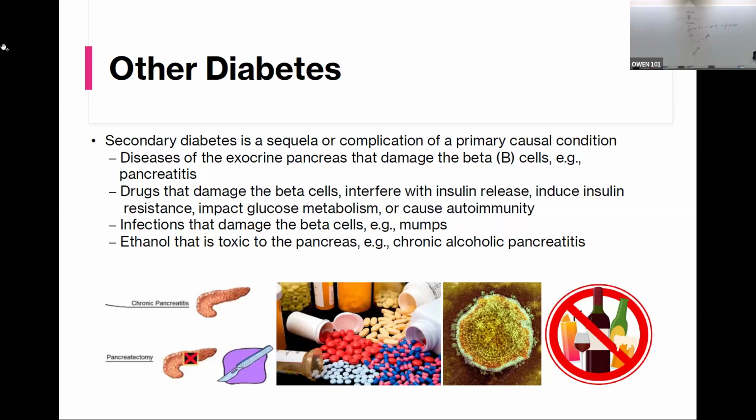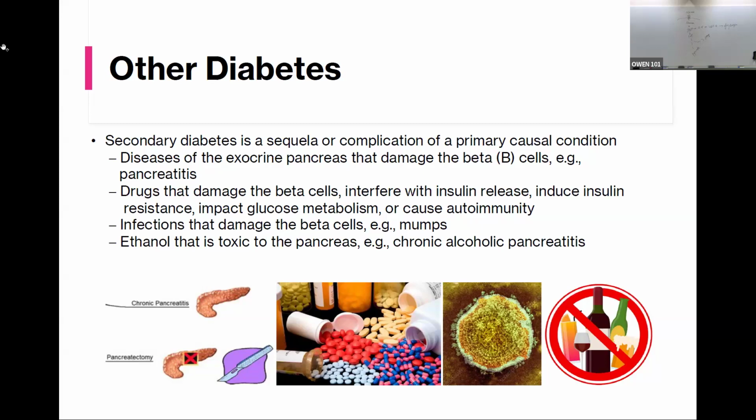So this other type of diabetes we call secondary diabetes. It occurs because of something else. For example, when you have a disease that destroys your beta cell, all right? Like pancreatitis, for example, that of course damages the beta cell and then makes you diabetic. And then drugs can damage the beta cell as well, right? Or interfere with insulin release or induce insulin resistance, right?